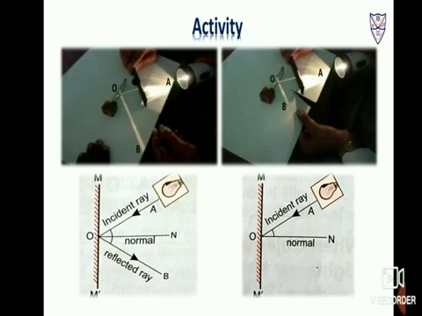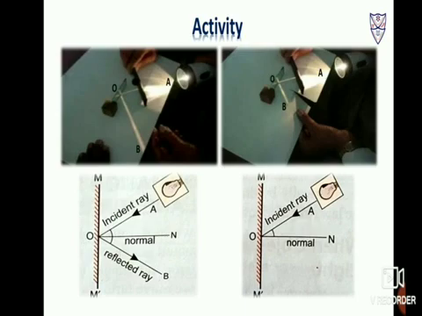Now keep the light box at a position A. You can see in the image how it has been kept in front of the plane mirror. Now what are we going to do? We are going to open the slit of the light box. So when we open the slit of the light box, you will see a beam of light fall from it on the plane mirror.